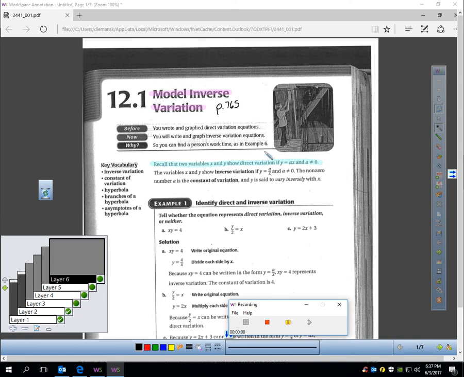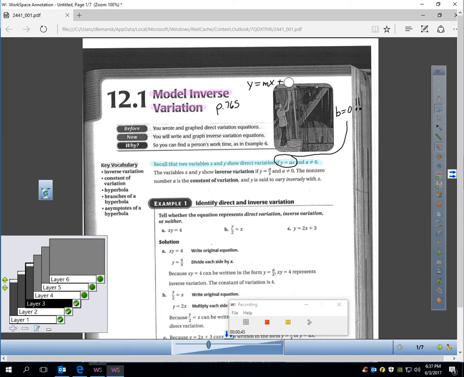Now let's review this, because we learned this back in, I think it was chapter 4, late in the chapter, what direct variation was. Direct variation is slope-intercept form when b is 0. So if I have an equation in slope-intercept form, y equals mx plus b, and the b value is 0, which means it's probably not even going to be written down, it's nothing, if I have an equation in that form, that means that this linear equation directly varies.